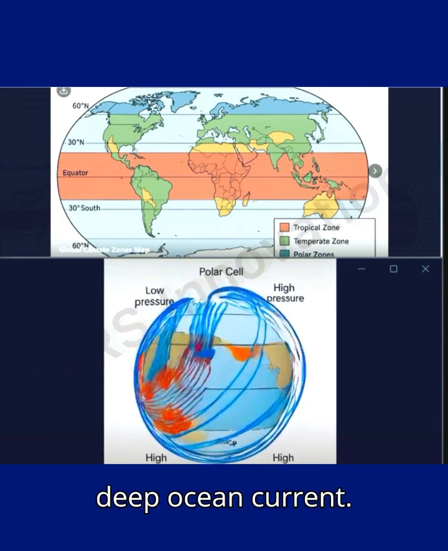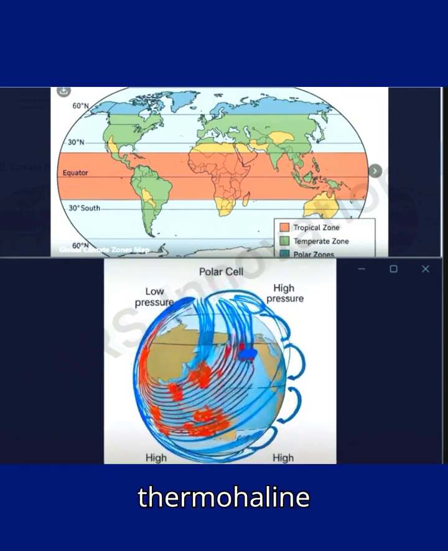Where is Europe? Let me show you. Next point is deep ocean current.